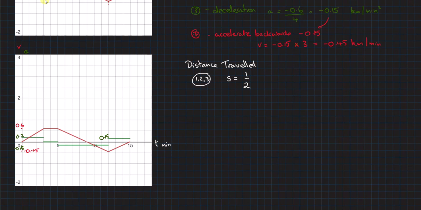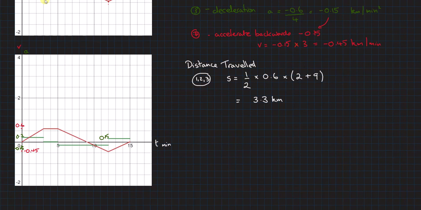So it's a half. The height of this part in the graph is 0.6. The time is from 5 to 3 on the top, so that's 2. And 9 at the bottom. And this gives me overall, it covers 3.3 kilometres on this first section.